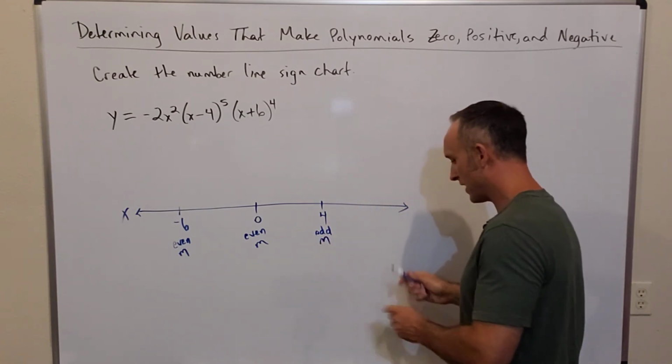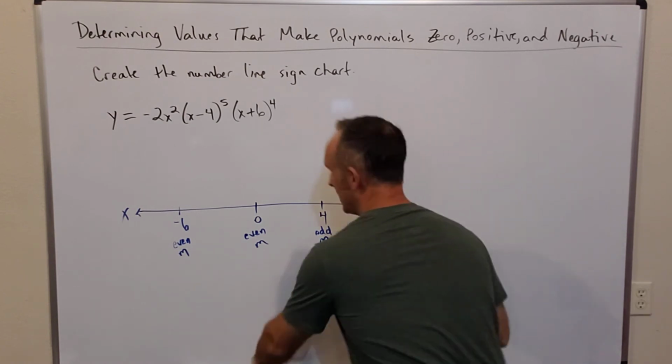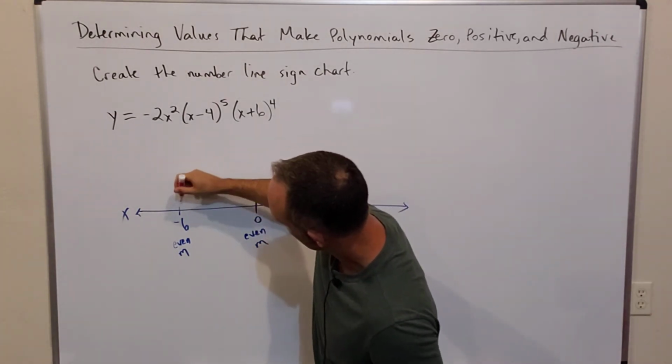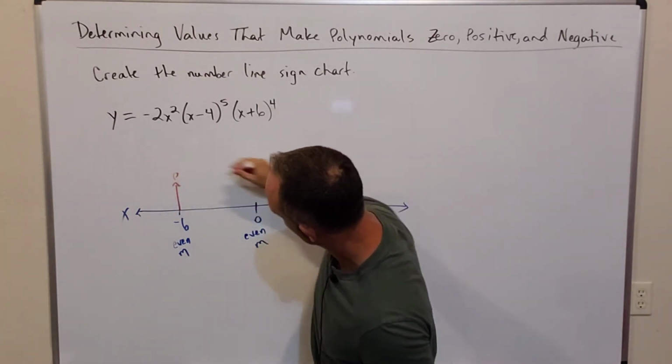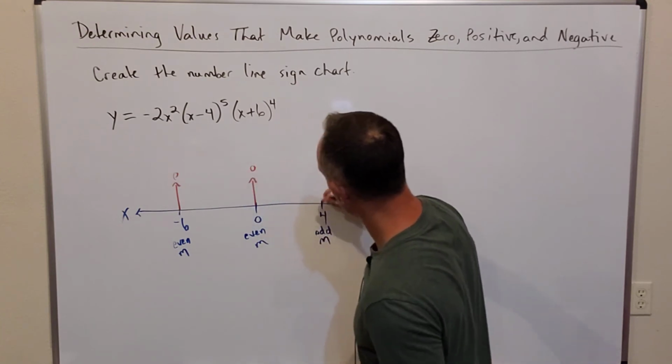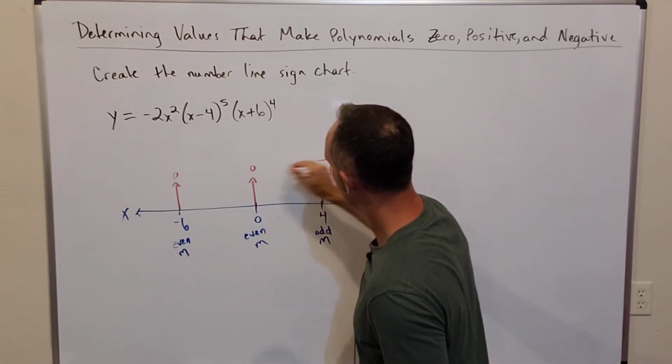Now, let's track our y values. And I know that because this is a polynomial and these are my zeros, the y values here are 0.